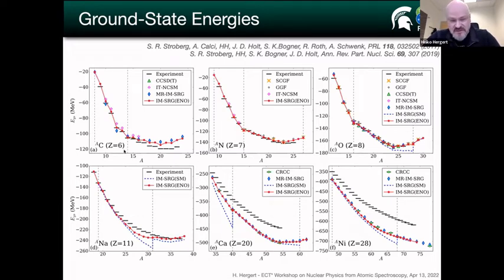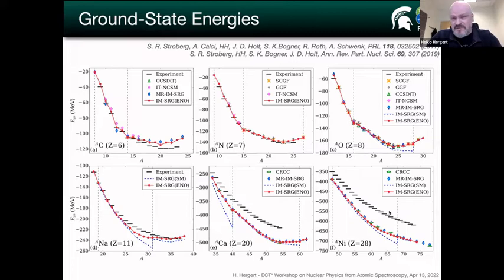So these are just isotopic chains from carbon, nitrogen, oxygen up to nickel. And you see that if the same interaction is used in these calculations, so chiral 2 plus 3 body forces, then essentially all of the ab initio approaches are giving consistent results within the scales that are given here. So typically within a few percent of each other, you will find the ground state energies agree.